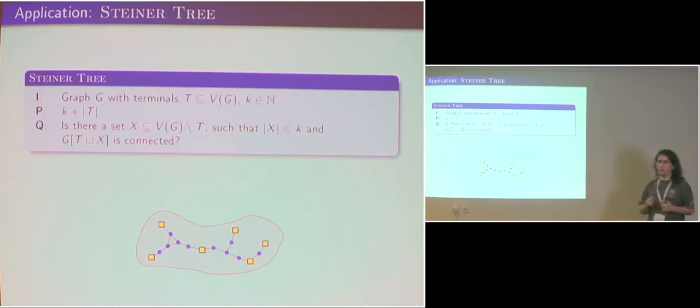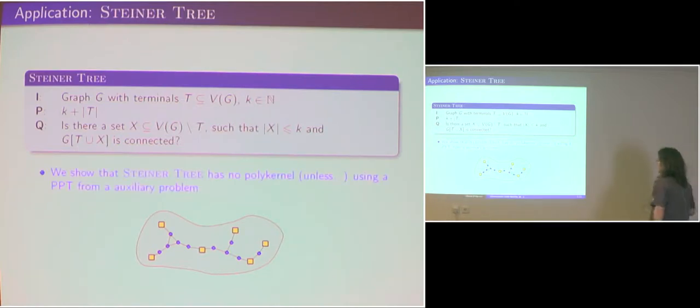The parameter I will be concerned about will be the budget, so the number of vertices I can buy, plus the number of terminals. So the total size of the tree, the subgraph that I get at the end. Good. So we now show that Steiner tree with this parameterization doesn't have a polynomial kernel unless bad stuff happens. From now on, I will just replace it with three dots.